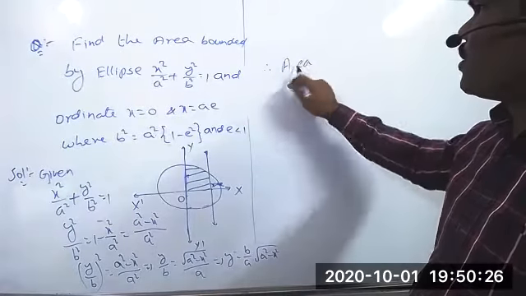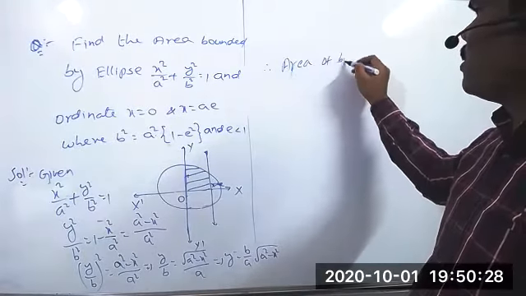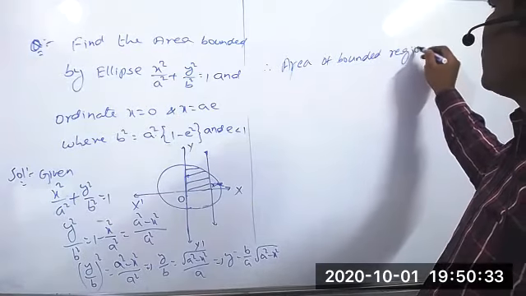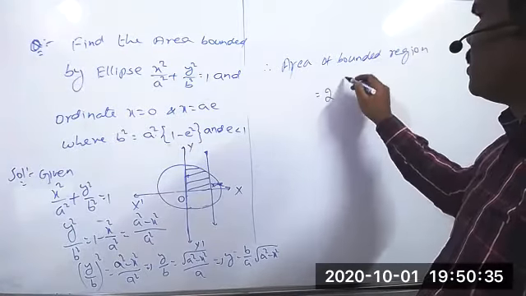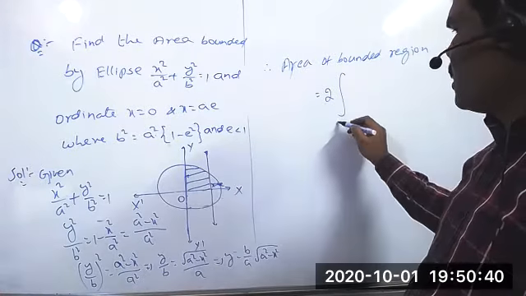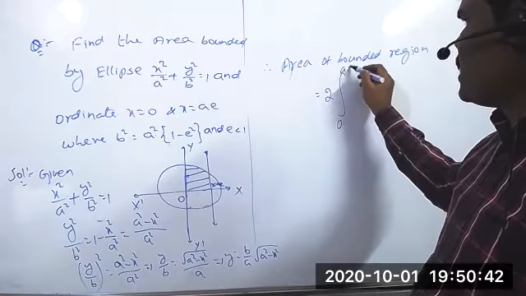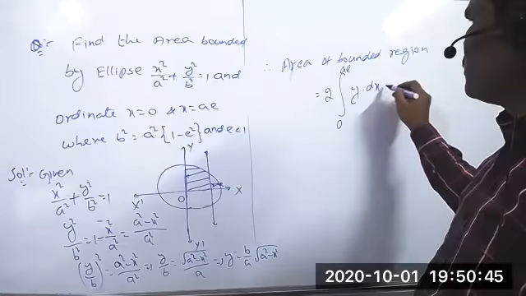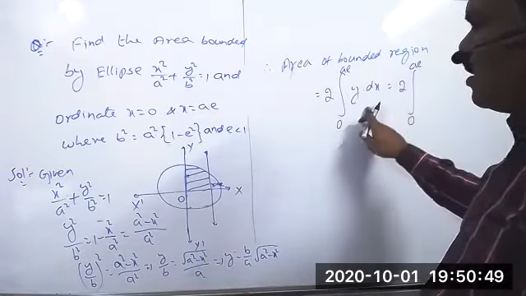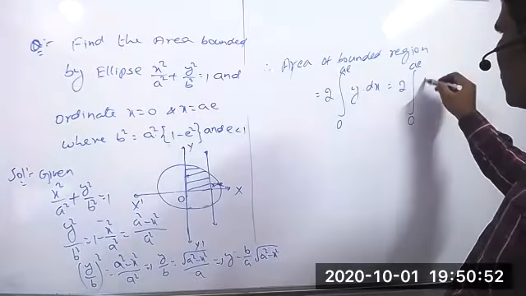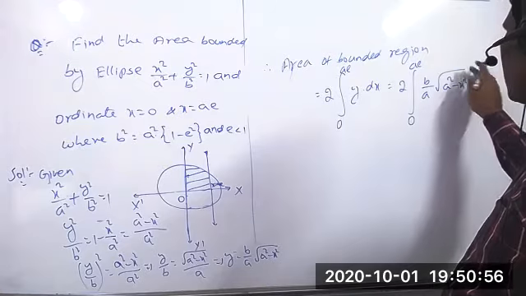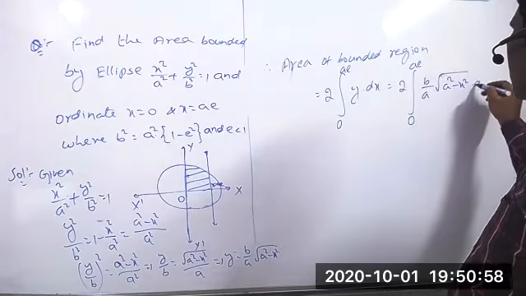So therefore, the area of the bounded region is equal to 2 into the integral with limits 0 to ae of y dx. Why am I taking 2 here? Because the two parts will be equal. So 2 into the integration from 0 to ae, where the value of y is b by a into root of a square minus x square, into dx.